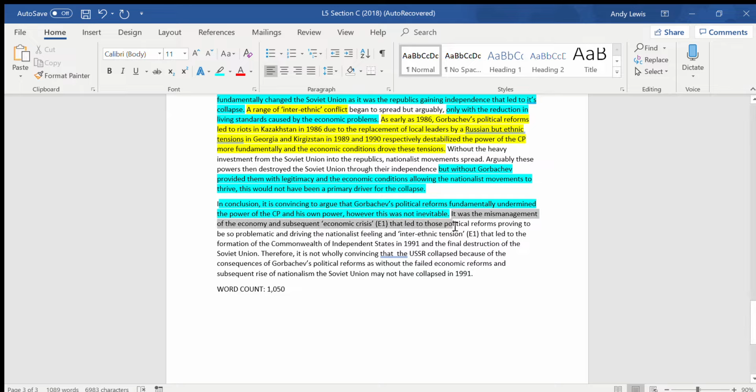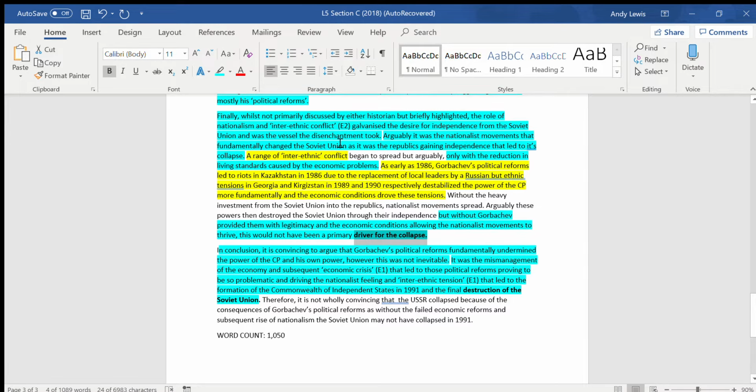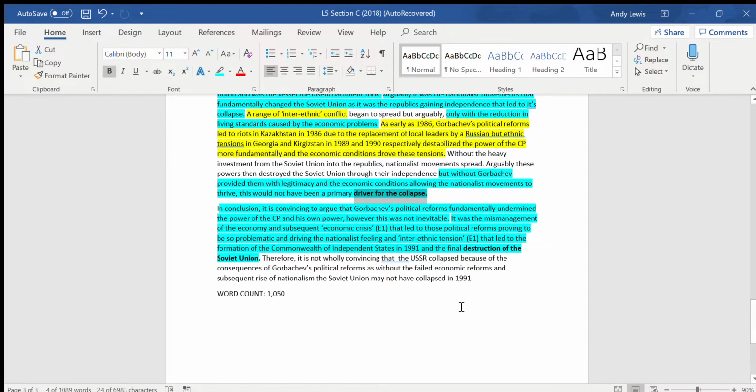It was the mismanagement of the economy and subsequent economic crisis that led to those political reforms proving to be so problematic, and driving the nationalist feeling and inter-ethnic tension that led to the formation of the Commonwealth of Independent States in 1991 and the destruction of the Soviet Union. So again, we'll put that in bold. There's another one here, wasn't there? Driver for collapse. So destruction of the Soviet Union. So we're back down here. So clearly that sentence there really encapsulates their overall argument.